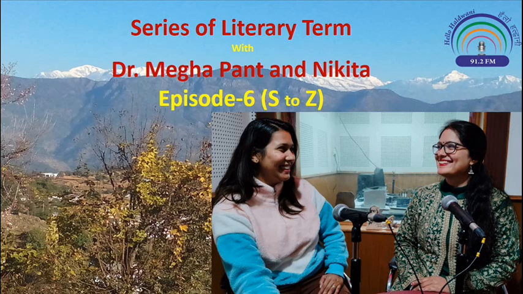Shall we begin with the letter S? Yes, Megha. So what have you included under the term S? The first term is satire. It's a literary device used to expose and criticize foolishness or corruption in society, often through humor or irony. There are two major types of satire, formal and direct, and further they are subdivided into three parts: Horatian, Juvenalian, and Menippean satire. Horatian satire is light-hearted, witty, and humorous.